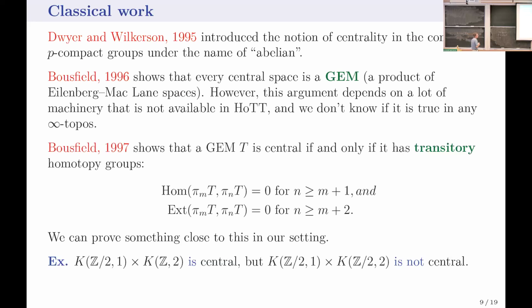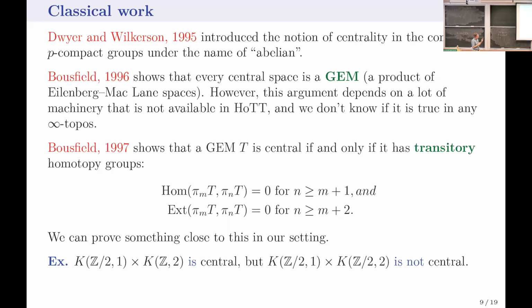He goes on to figure out which gems are central, and it turns out that's true if and only if they have what he calls transitory homotopy groups. It means that among the homotopy groups, there are no homomorphisms from low homotopy groups to high ones, and there are no X groups from low ones to high ones, except maybe in consecutive degrees. You're allowed to have a non-trivial X in consecutive degrees because of that +2 over there. But other than that, there should be no X groups.